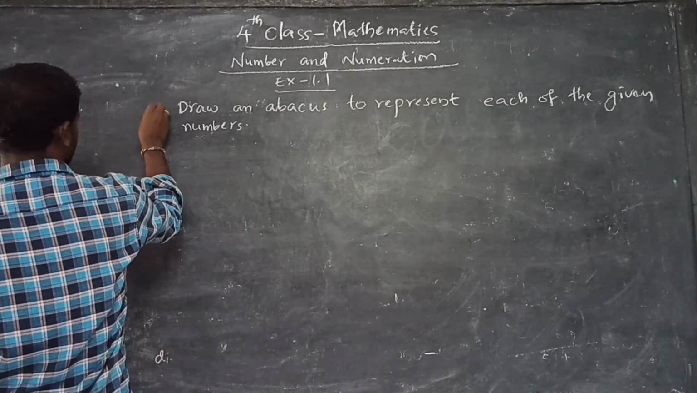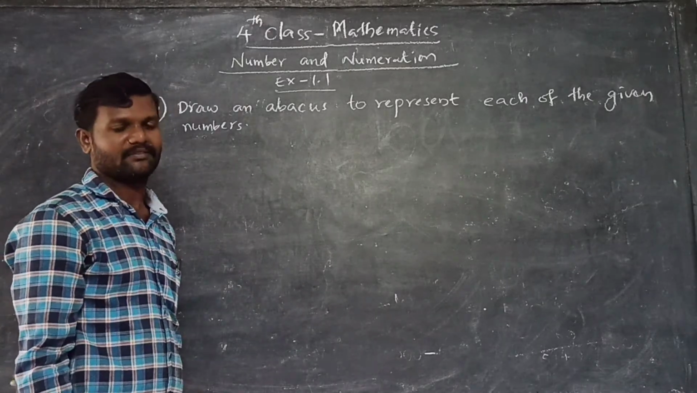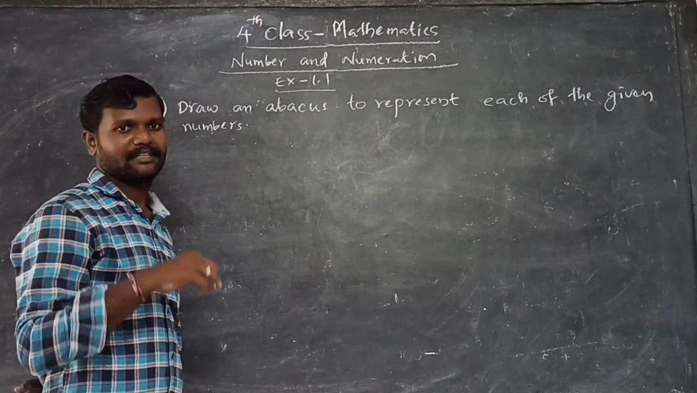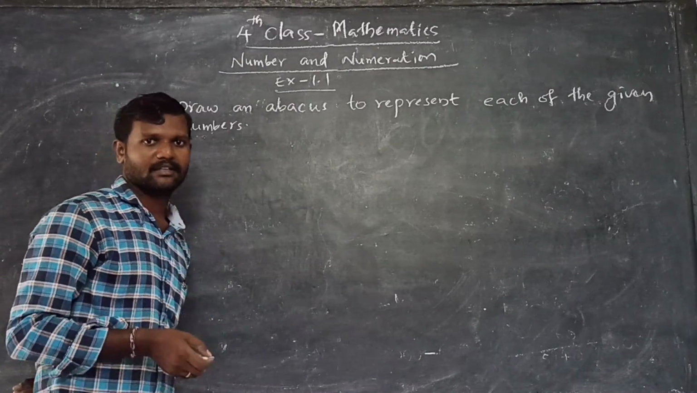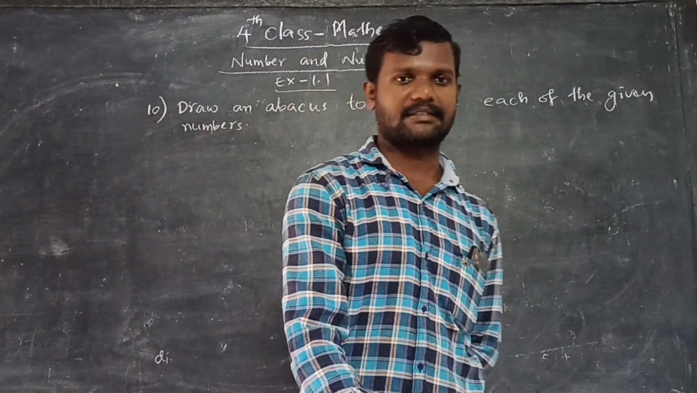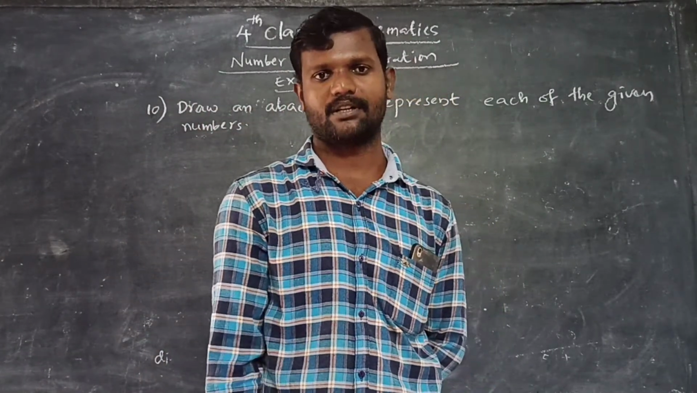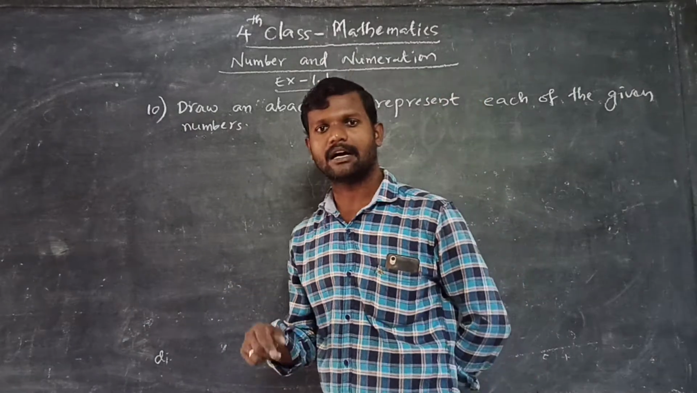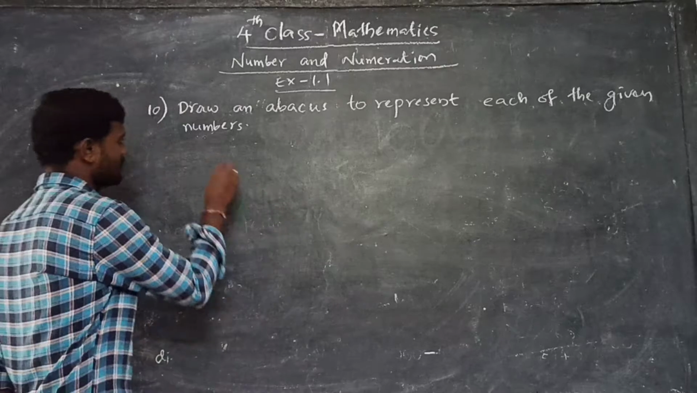Okay, this is which bit? 10th bit. Abacus we have to draw. I said if an abacus is given, how you have to identify the number? I already said in this exercise, in the first bit only, I said how to identify the number. Now a number is given, how to draw the abacus? Okay, first number. What is the first number given?